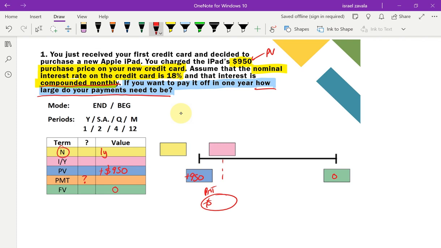So, first off, I forgot to mention, I've updated this chart here, right? Now I have mode and I have periods. So when are we paying this? Does it say we're paying at the beginning of the month, at the end of the month? I don't think it says, so the default is at the end of the month. Now the period is compounded monthly, so we're going to do monthly. We're going to circle that times 12, which means we need to multiply the periods times 12, and we need to divide the interest rate by 12.